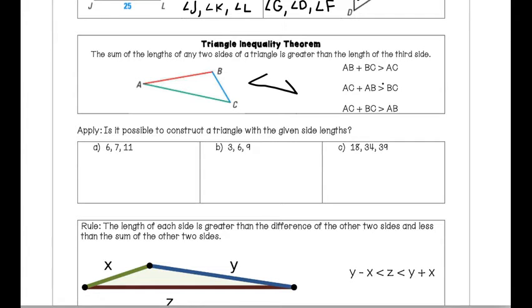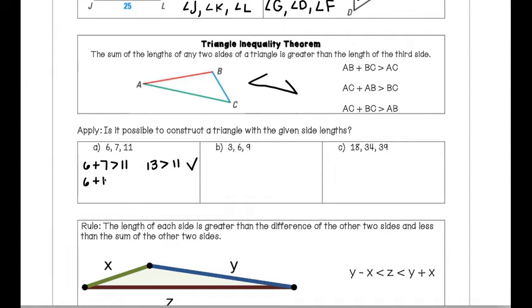All three inequalities must be true for this to work. So if it's asking you, is it possible to construct a triangle with these given side lengths, we need to set up each of these inequalities and check them all. So in this first one, 6, 7, and 11, I'm adding 6 plus 7. Well, that's 13, and that is greater than 11, so that first one works.